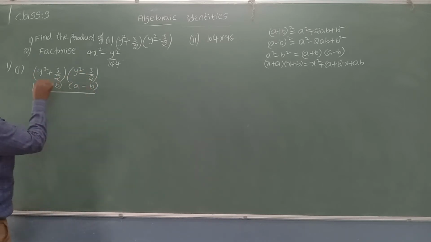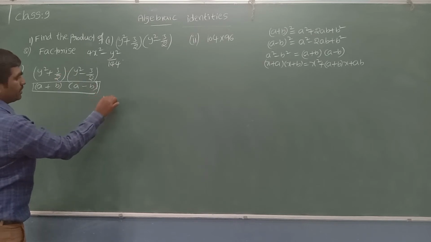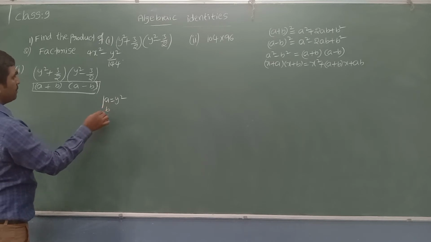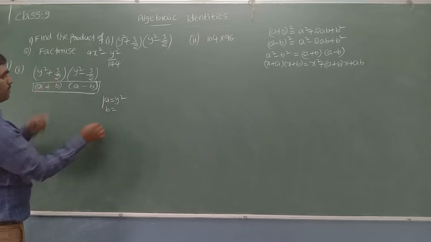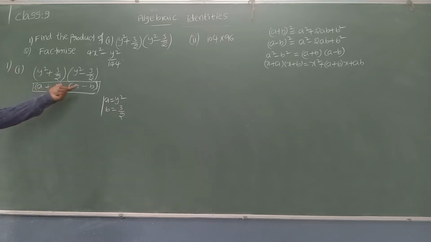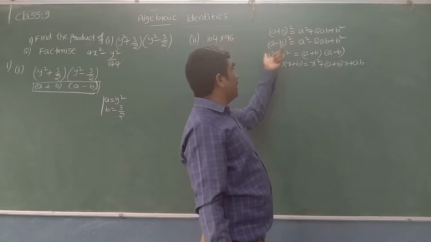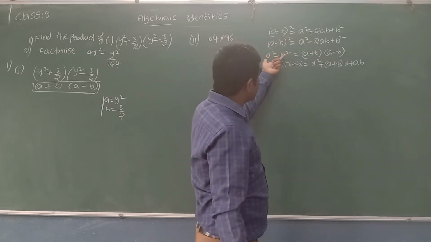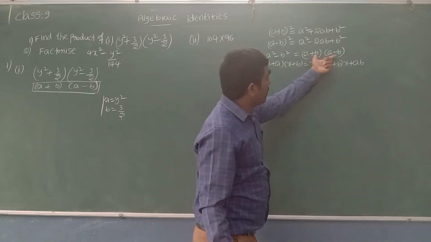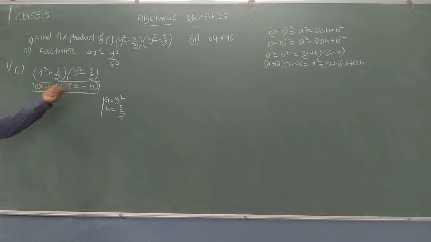So it is like a plus b into a minus b, where in the place of a we see y square, and in the place of b we see 3 by 2. When it is in the form of RHS, we can express it as LHS, and if it is LHS, we can express it as RHS. Now the given expression is in the form of a plus b into a minus b, and we will express it in the other form.